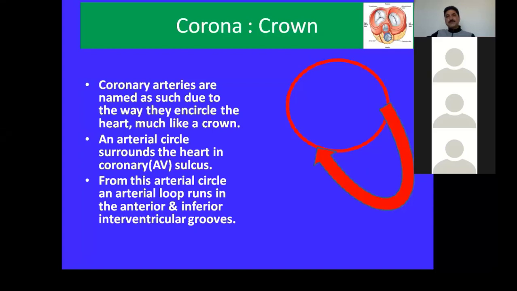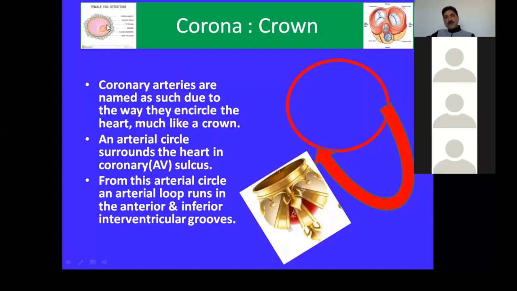No, sir. So you can see this. I have put there a picture of corona radiata that also surrounds like a crown, and I have placed the picture of a crown. You can compare these coronaries with the crown. You can see there we have the circle here, that is the base of the crown. From there we have these loops which surround the part.